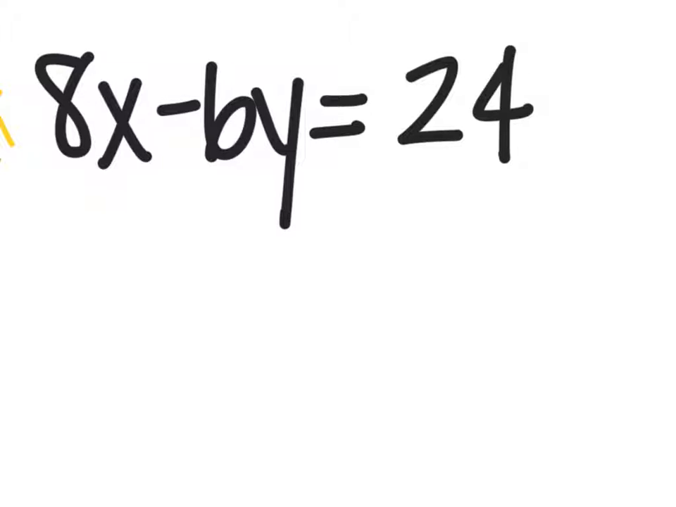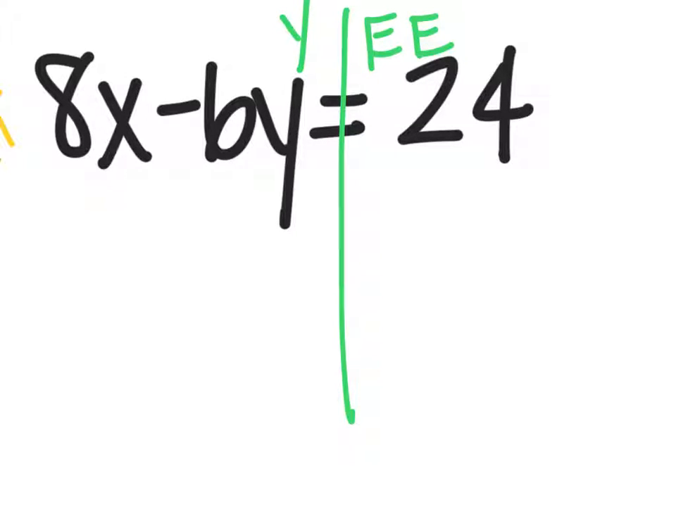I also have the equation 8x minus 6y equals 24. I'm going to draw my line, label my sides: y is on one side, everything else on the other. I need to get rid of this 8x over here. That's the first thing that needs to go. It was positive, so I'm going to make it negative 8x on the other side.